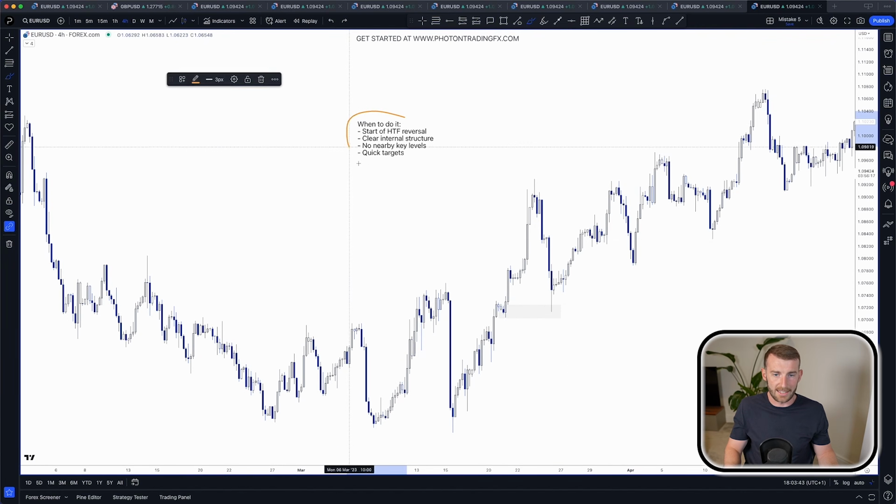So the things that have helped me with that are the start of a higher time frame reversal, clear lower time frame internal structure then to work with, no nearby key levels that you're trying to trade against, right? Not trying to buy against old levels of supply, and you just have those quick targets, right? You're not trying to target miles and miles away, just in and out, target the nearest weak piece of structure, and you will do well.